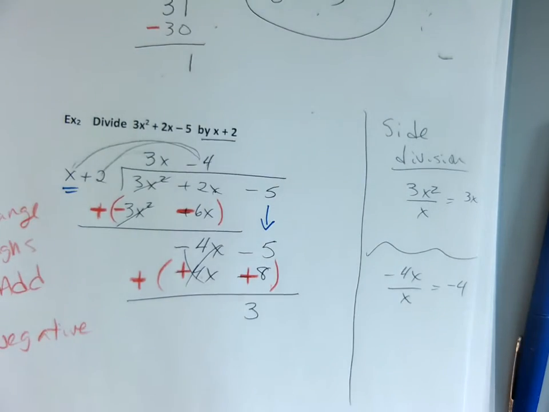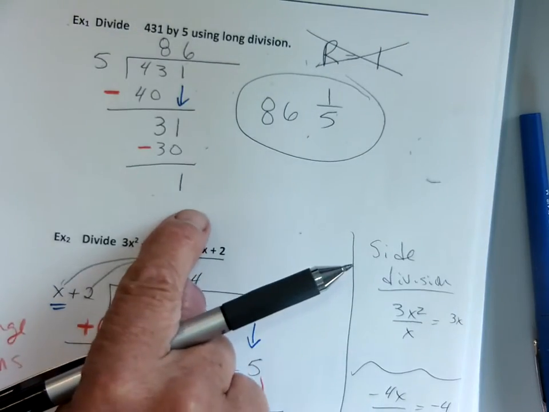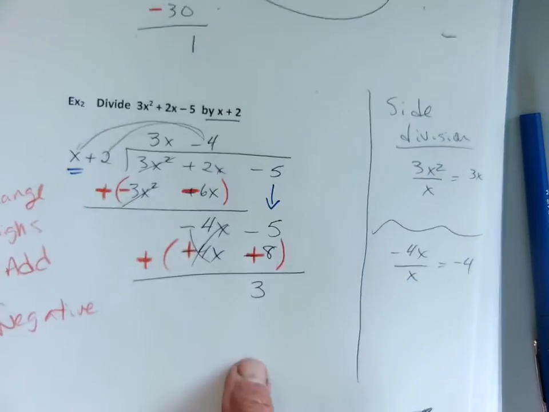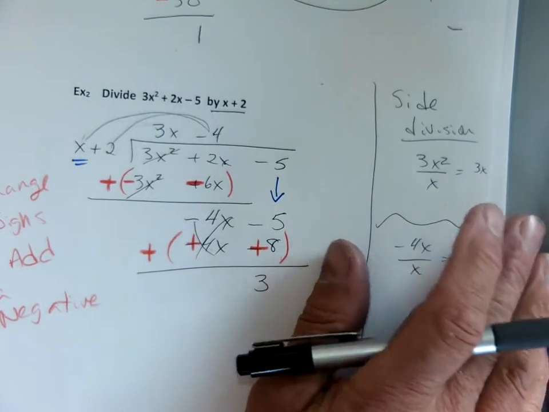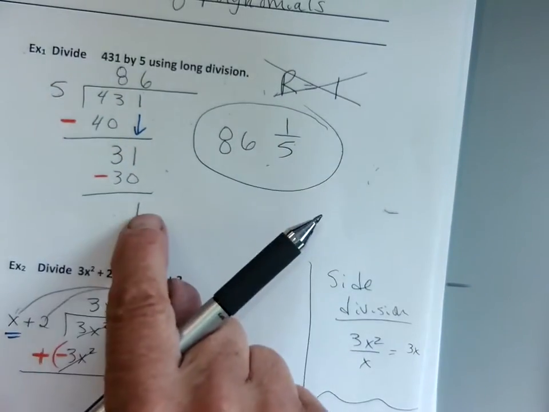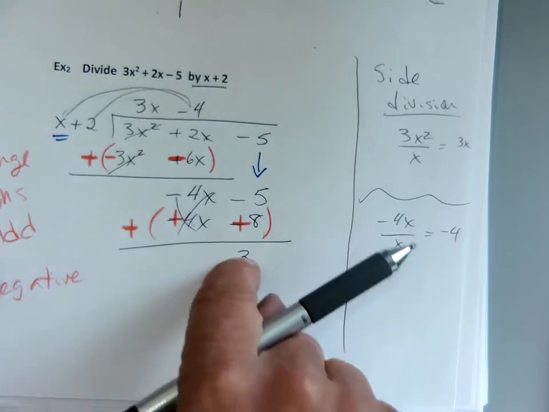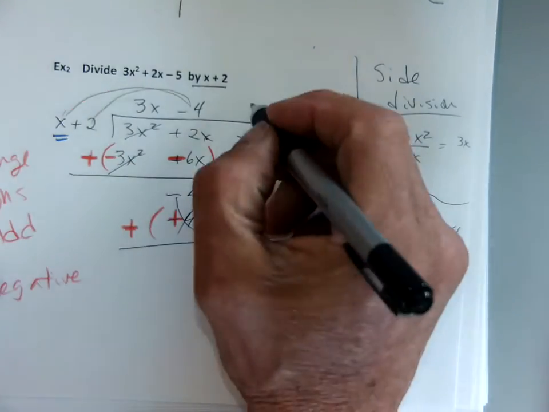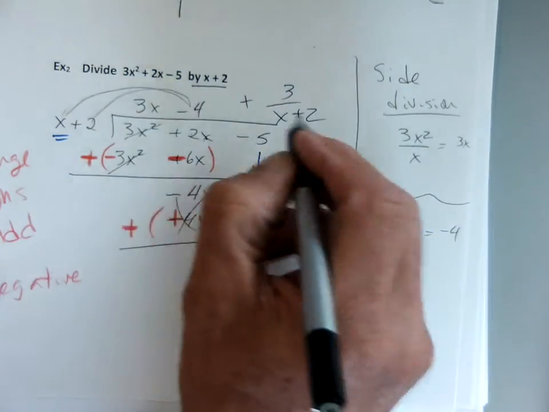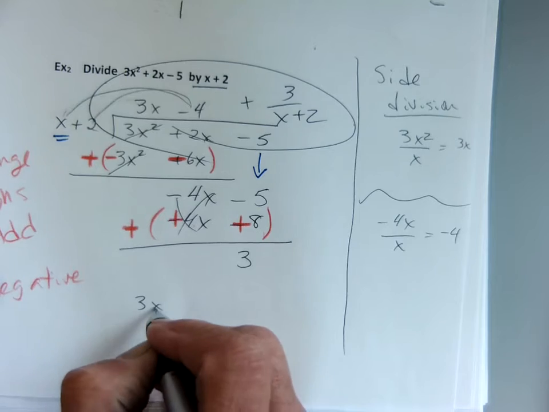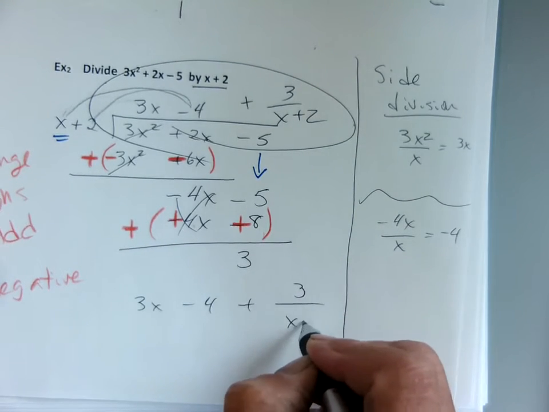Now, up above, 5 would not go into 1. That became my remainder. Here, x will not go into 3. That becomes my remainder, okay? So then what I do is I took my 1 over my 5. That's what I did for my remainder. Here I'll do the same thing. I'll take 3 over my x plus 2. So my answer is this. It is 3x minus 4 plus 3 over x plus 2.